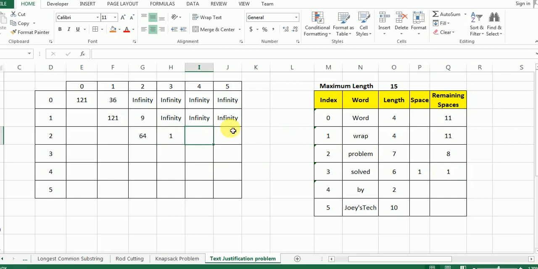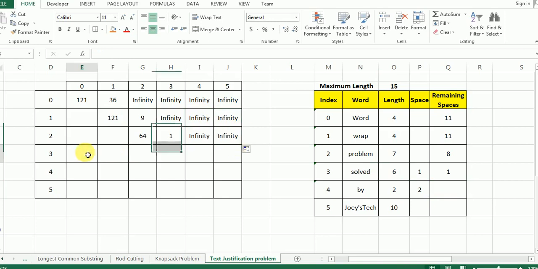Now from 2 to 4 we have to calculate. From 2 to 4, as you can see, the combined length is going to be 15, and 2 spaces, one between problem and solved and another one between solved and by. So 15 plus 2, it's going to be 17. It breaches 15, hence it cannot be calculated, and we are going to populate this cell with infinity.